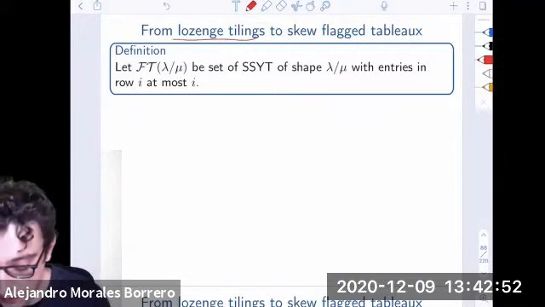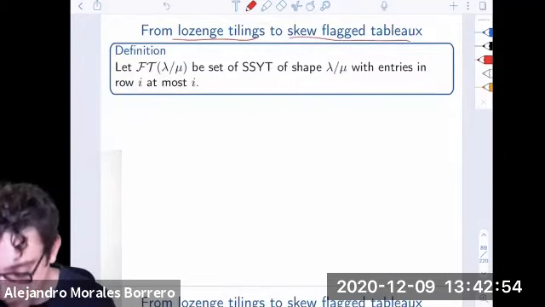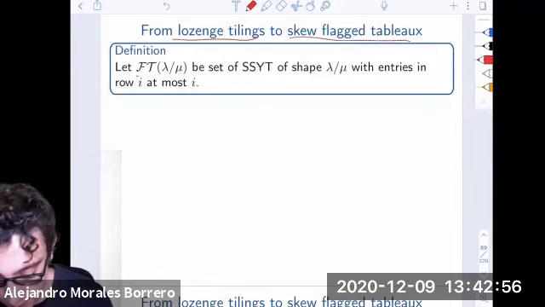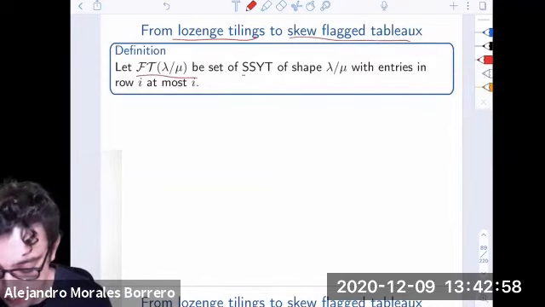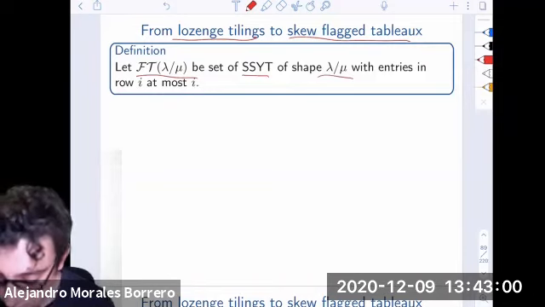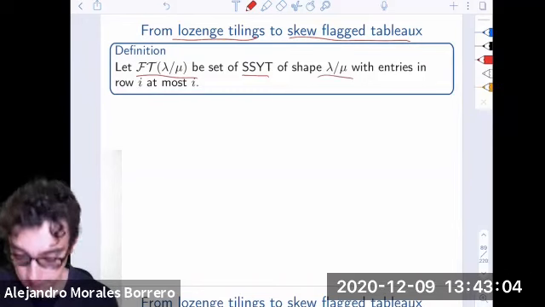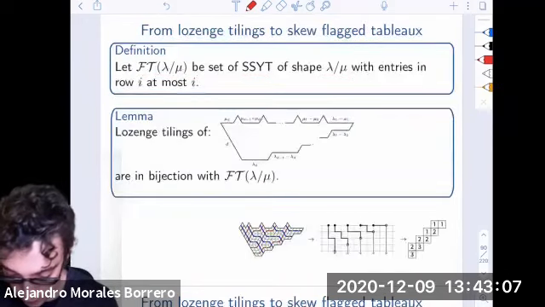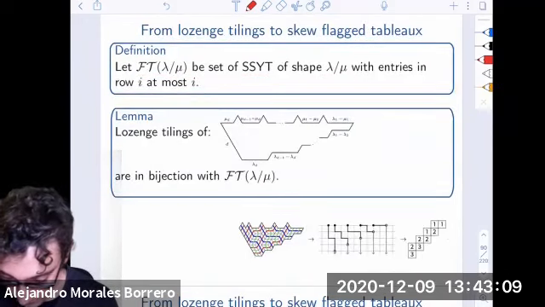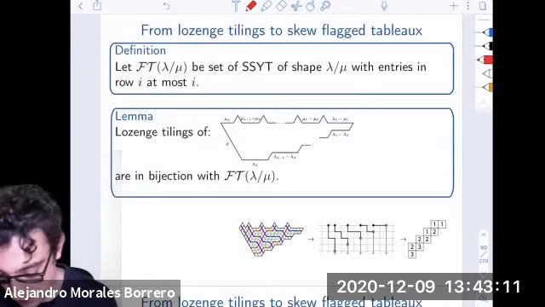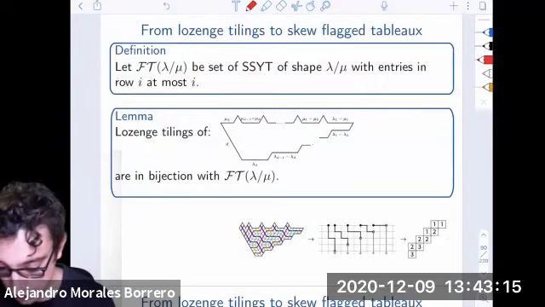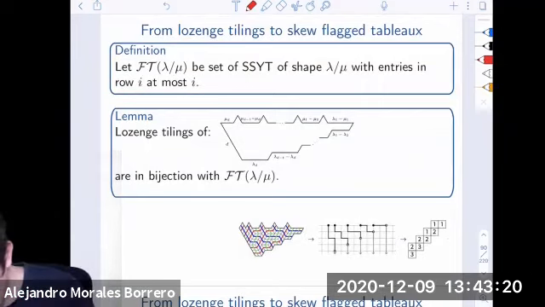Now we're going to go from lozenge tilings to something called skew flag tableaux. So let FT(lambda/mu) be semi-standard tableaux of skew shape lambda/mu, where the entry in row i is at most i. Okay, and then the next lemma is that lozenge tilings of that same region are in bijection with these flag tableaux.